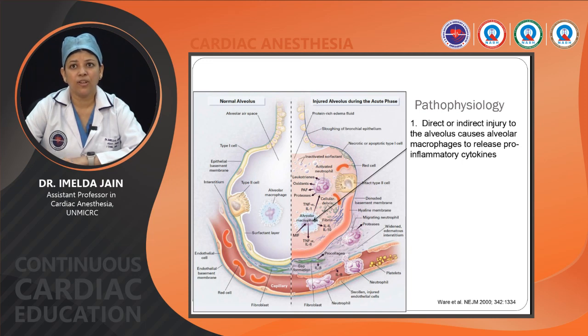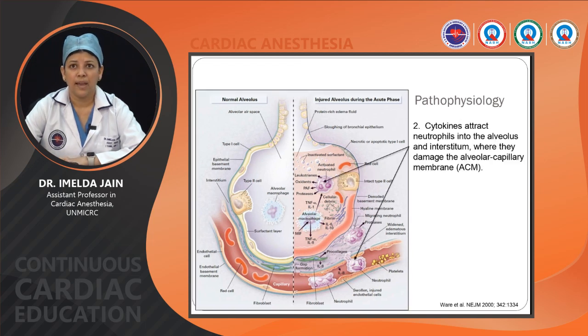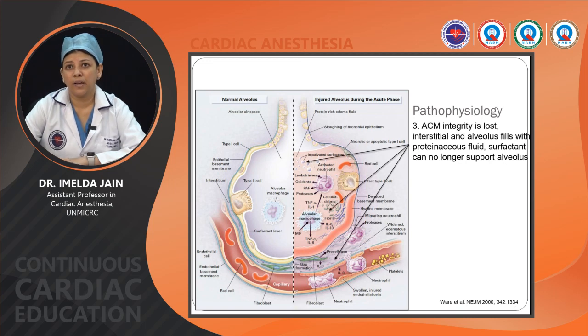get activated, which causes the release of pro-inflammatory cytokines, that is the macrophage activating factors, the TNF alpha and the interleukin B. As a result of this, these cytokines attract neutrophils into the alveolus and the interstitium of the capillaries, which causes a damage to the alveolar capillary membrane. As the alveolar capillary membrane loses its integrity, the interstitium and the alveoli get filled with some proteinaceous fluid, and the surfactant can no longer support the alveolus to keep them distended.